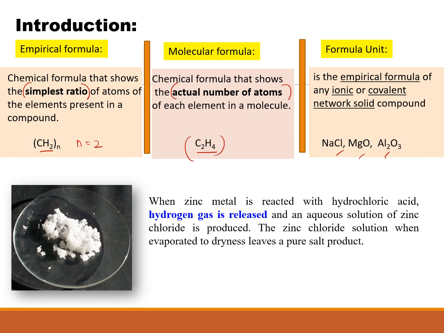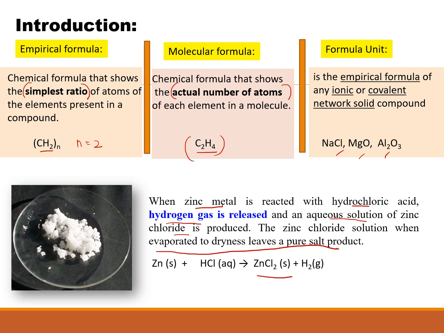Now, this is the process of zinc metal reacting with the HCl. During the process, hydrogen gas is released and an aqueous solution of zinc chloride is produced. The zinc chloride produced will be evaporated to dryness, leaving a pure solid product. So the process is: zinc reacts with HCl to form zinc chloride solution. After the zinc chloride solution is heated, you will form zinc chloride solid and at the same time hydrogen gas is released.